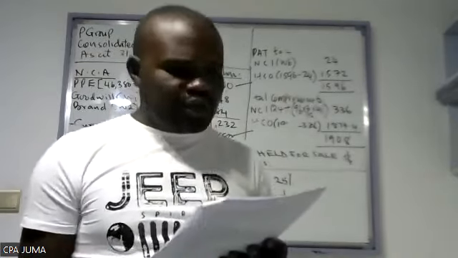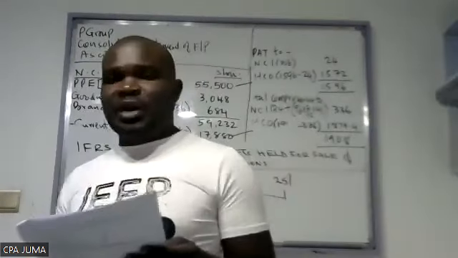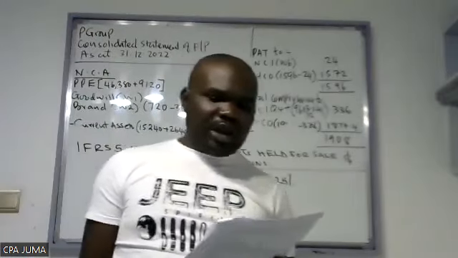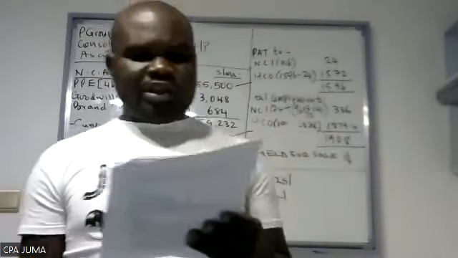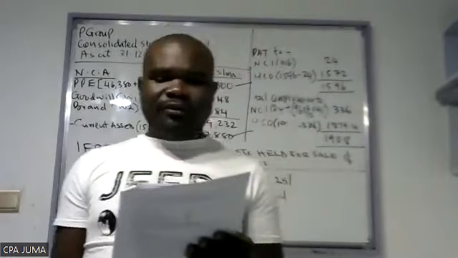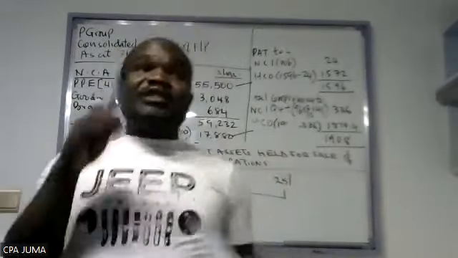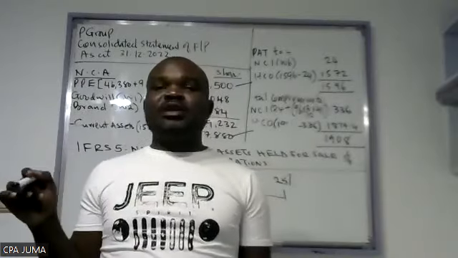Page 7 of the handout. Non-current assets held for sale and discontinued operations. IFRS 5 outlines how to account for non-current assets held for sale or held for distribution to the owners. Any asset held for sale should not be depreciated. So when you classify an asset as held for sale, you're not supposed to depreciate that particular asset.